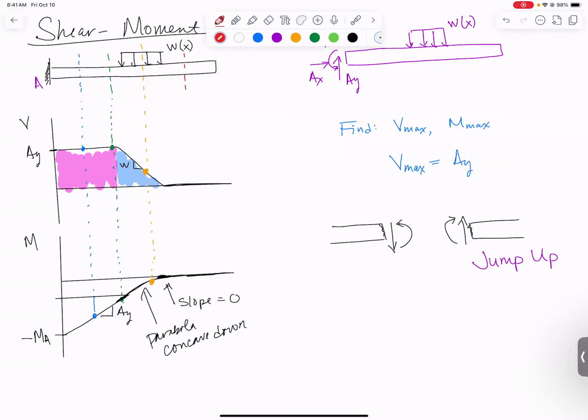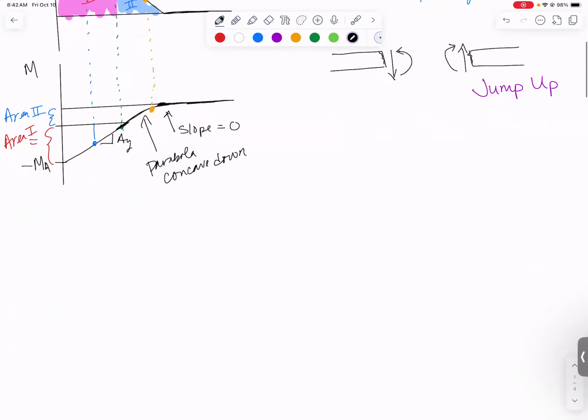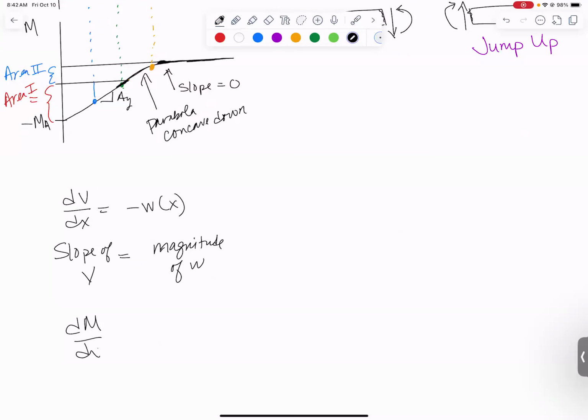You want to say this distance right here is equal to area 1. The rest of the distance right here is going to be that blue area 2. And if you've done everything right, those areas should take you from minus MA right back up to 0. I want to just write down those calculus equations again to remind you what we're doing. dV/dx is equal to minus w of x. What that means is that the slope of the V curve is equal to the magnitude of w. Also, we have dM/dx, also called the slope of the M curve, is equal to V of x, which is the magnitude of your V curve.